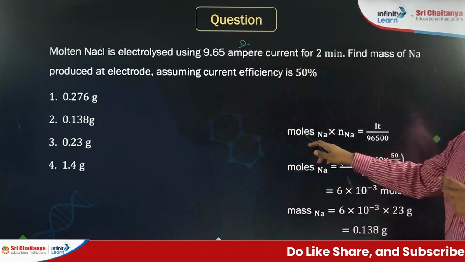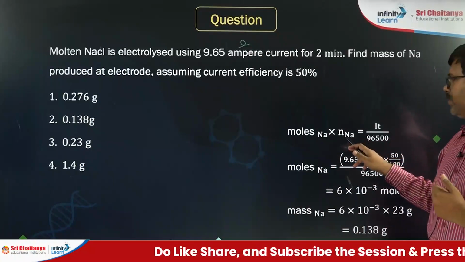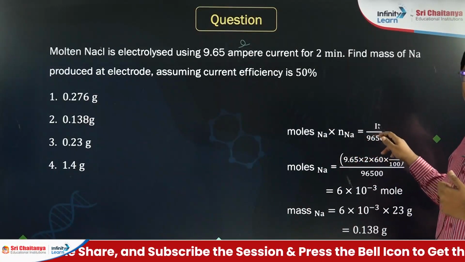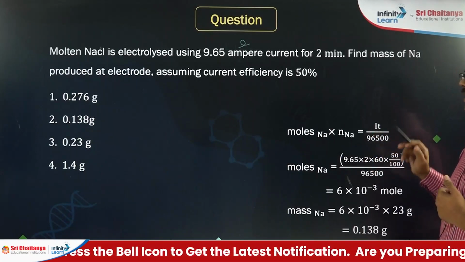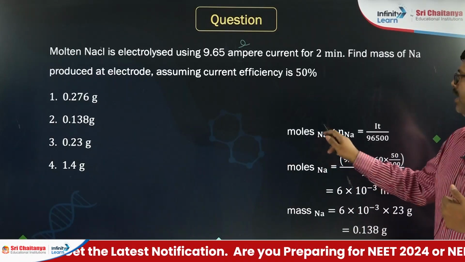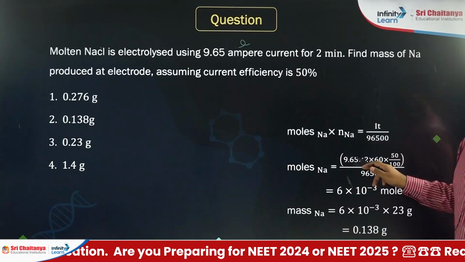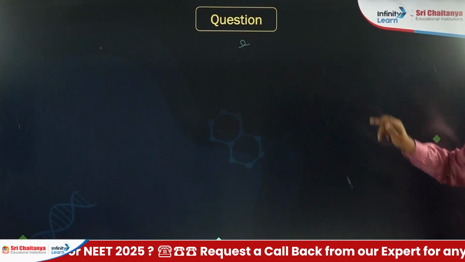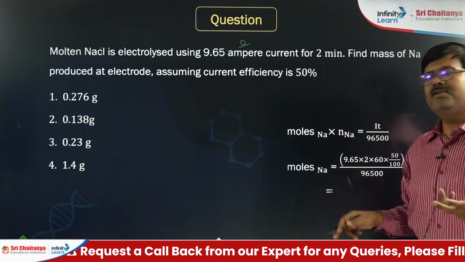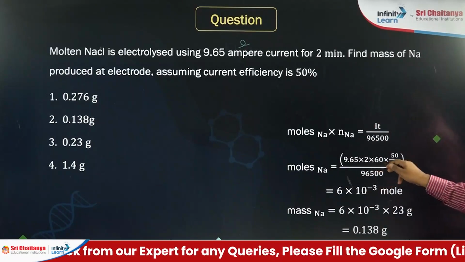Now, we know that moles into n factor of the substance depositing is equal to Q. I can write Q as current into time in seconds, so I into T by 96500. Moles of Na is equal to 9.65, the ampere given in the question, and 2 minutes. 2 minutes means how many seconds? 2 into 60, that is the seconds.